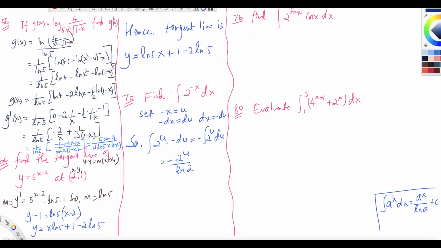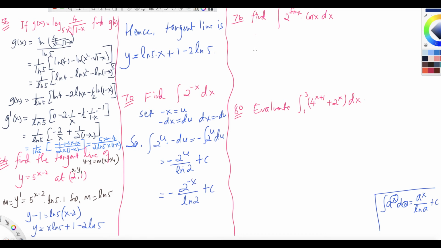That's what I'm using here: a to the u, like x is like u here, du. If this one and that one match, then it is a to the that divided by ln a. So here it is matching, that's why I'm able to write that, plus c. So how much is that? That will be basically negative 2 to the negative x over natural log of 2, plus c. That is the final answer.